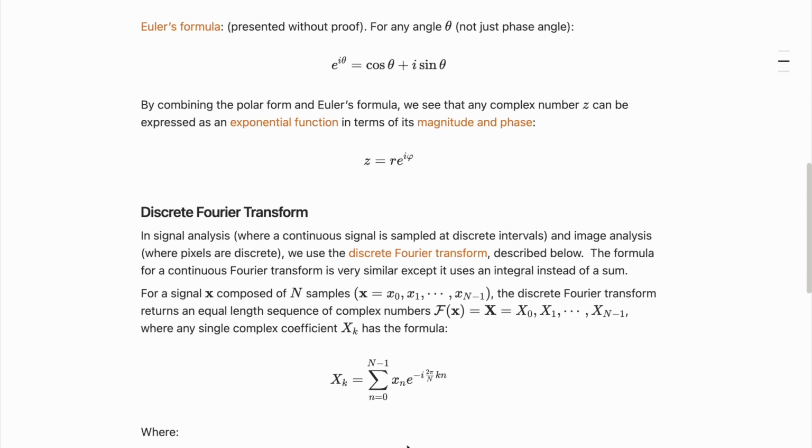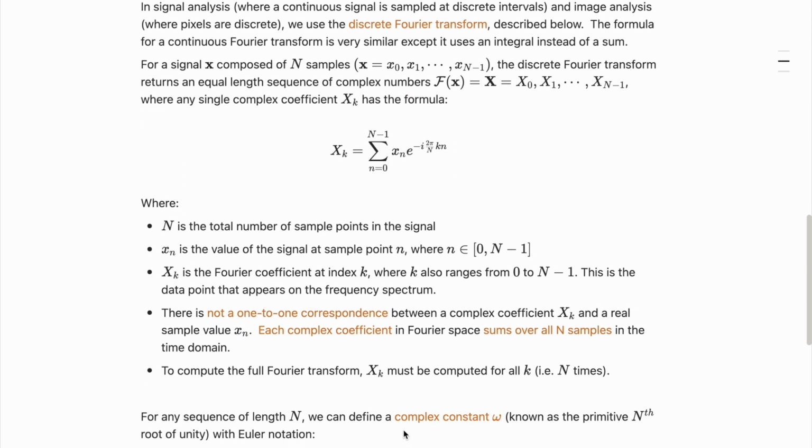All right, so now let's move on to the Fourier transform. We're really interested in the discrete Fourier transform because we're dealing with a signal that may be continuous in nature, but we have sampled it at discrete intervals, and more importantly, for image analysis, we're dealing with pixels, which are discrete, as we'll get to later. So the formula for the discrete Fourier transform is this, and we'll talk about that. There is a continuous form of Fourier transform that just uses integrals instead of sums, but it looks very, very similar to this. So let's talk about this.